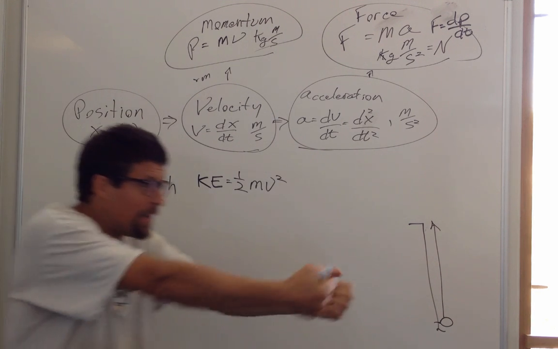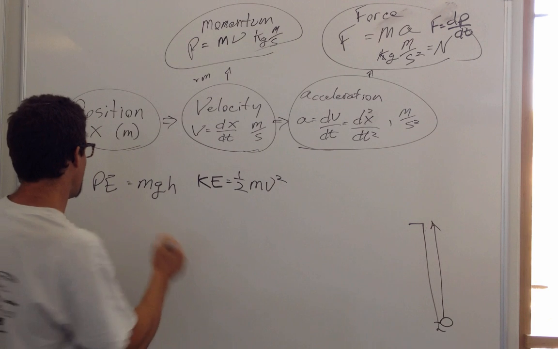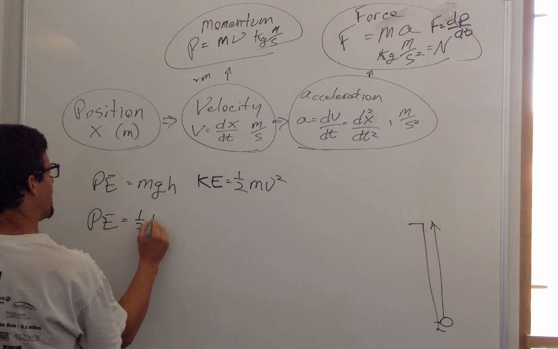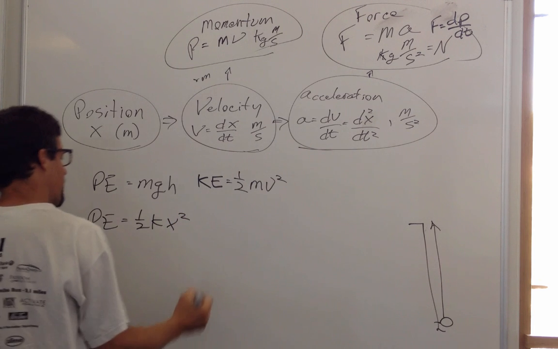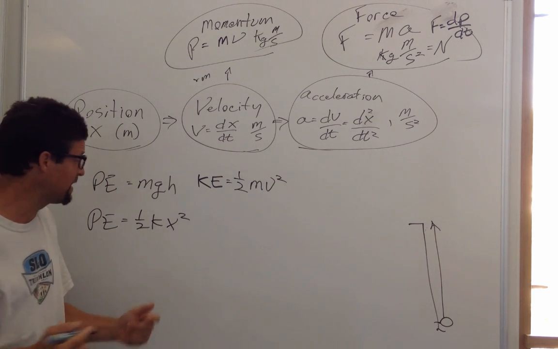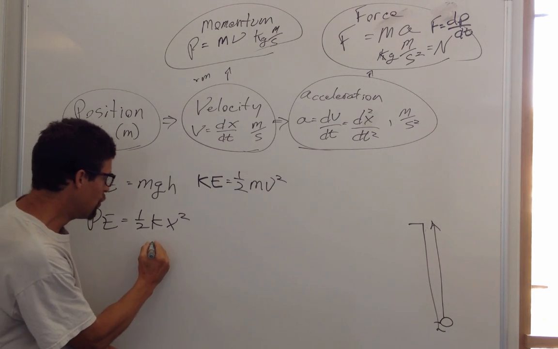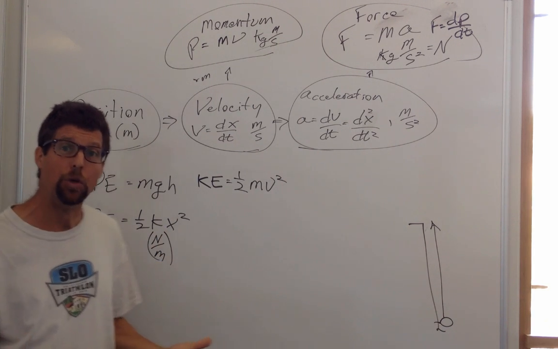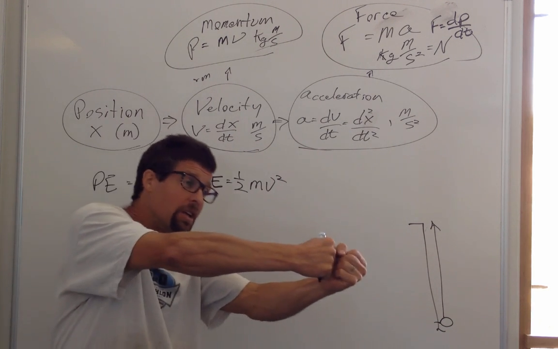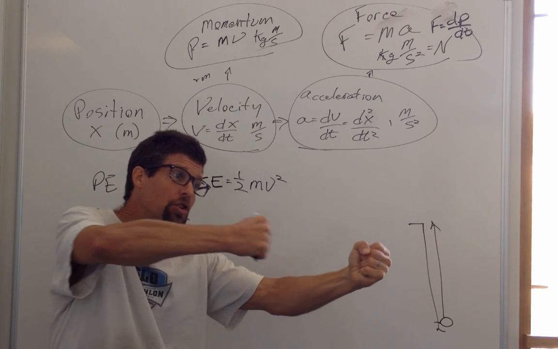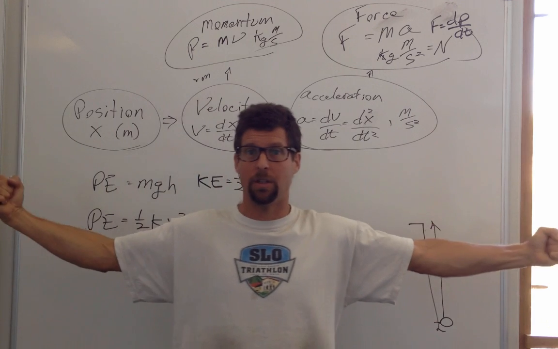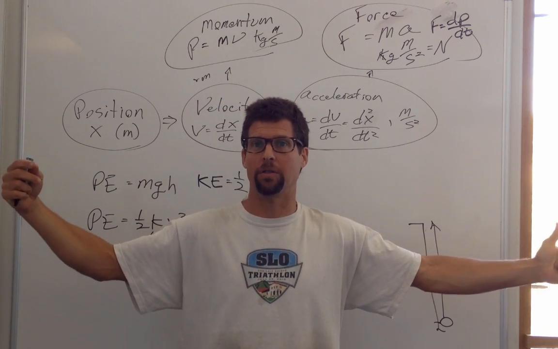You can also have potential energy in a spring. If you're pulling a spring, potential energy in a spring is 1/2 kx squared, where k is a spring constant. That would be newtons per meter. That means like if it's 1,000 newtons per meter, you get 1,000 newtons of force out of it for every meter you stretch it. Stretch it 2 meters, you get 2,000 newtons.